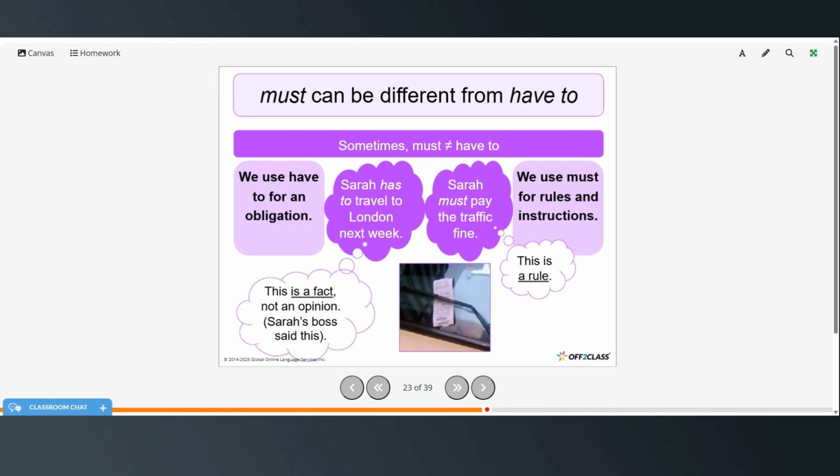But must is not always similar to have to. There are sometimes when must is not the same as have to. We use have to for an obligation, and we use must for rules and instructions. So Sarah has to travel to London next week. This is a fact, not an opinion. Sarah's boss said this. Sarah must pay the traffic fine, and this is a rule.